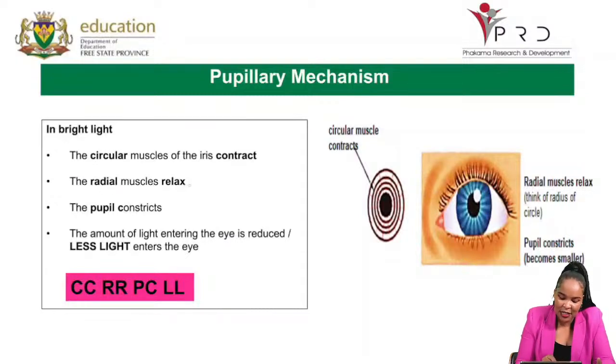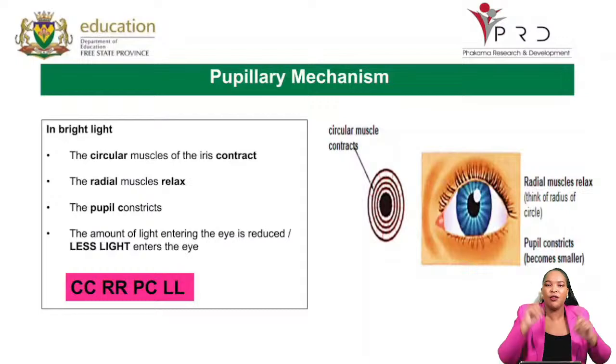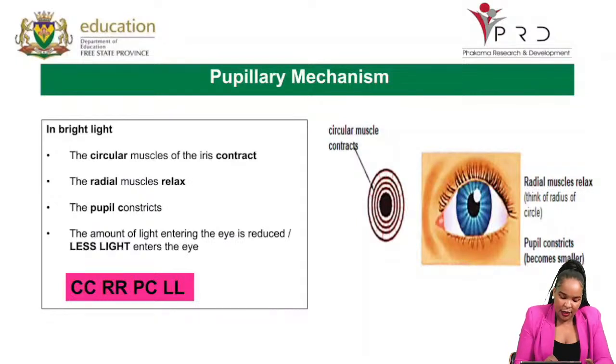Then the radial muscles are going to relax. The radial muscles are these ones that form like the rays. They are going in different directions, or in the form of a radius. Those radial muscles are going to relax, meaning the circular muscles and the radial muscles always work in opposite. Right, so you see you have your second RR.